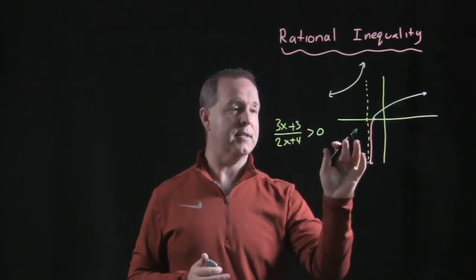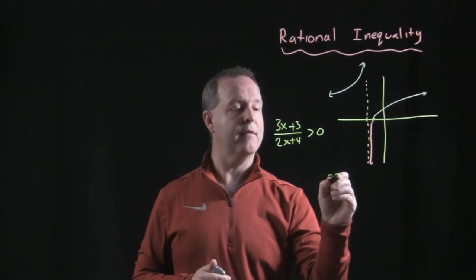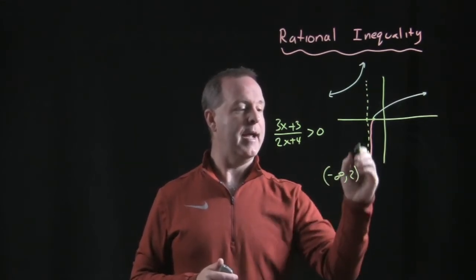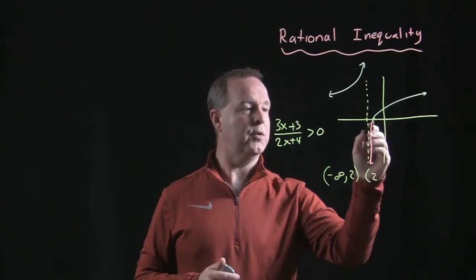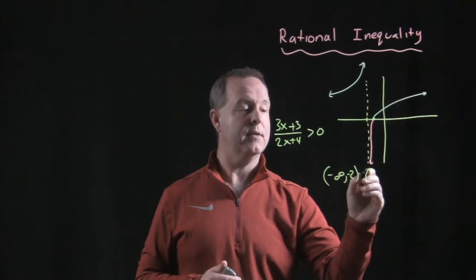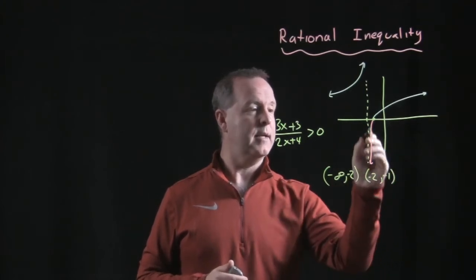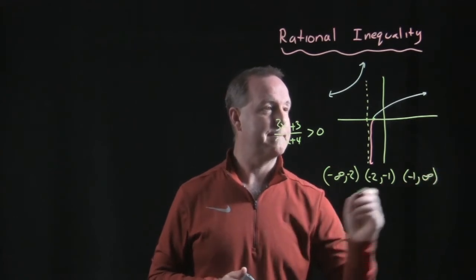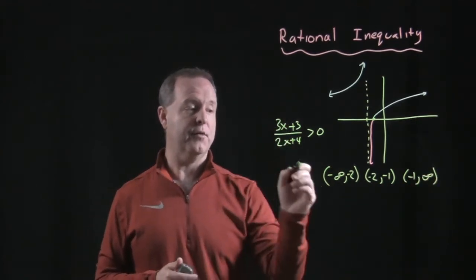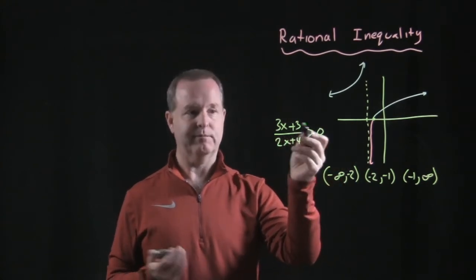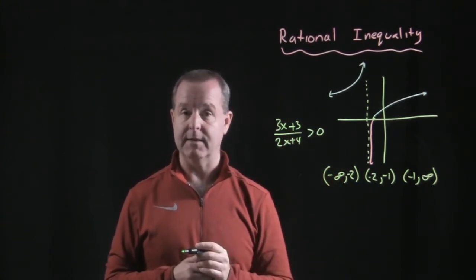So I have 3 sections. This one is from -infinity to -2, then from -2 to -1, and the last one is from -1 to +infinity. So those are the 3 areas that this function divides the graph into.